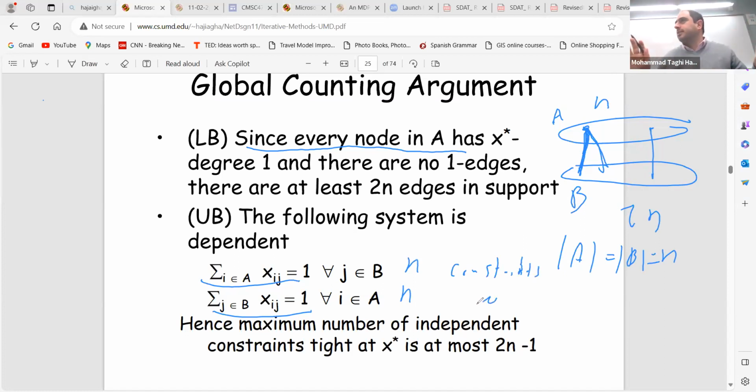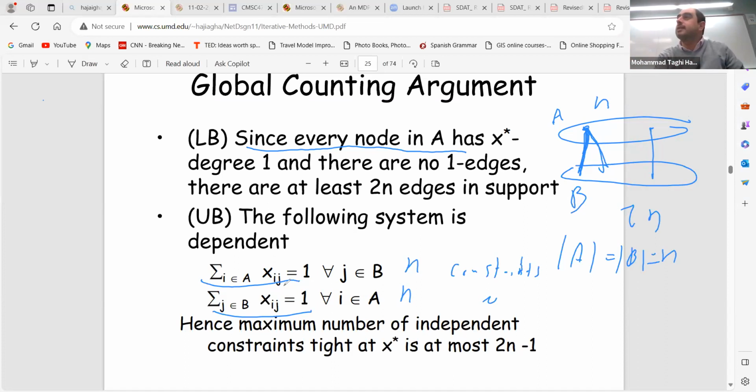So far, I don't have any contradiction because I have 2n constraints tight and 2n variables. But there is one thing. These two sets of constraints are not essentially independent, because when you write this one for all the variables in A minus the variables on B, that becomes equal to 0.